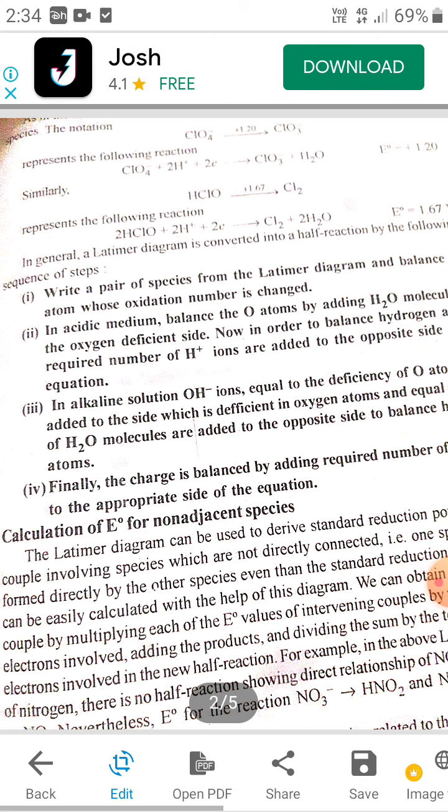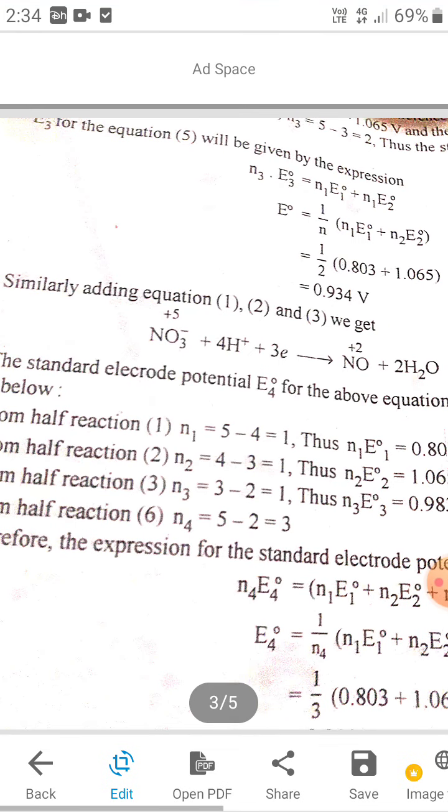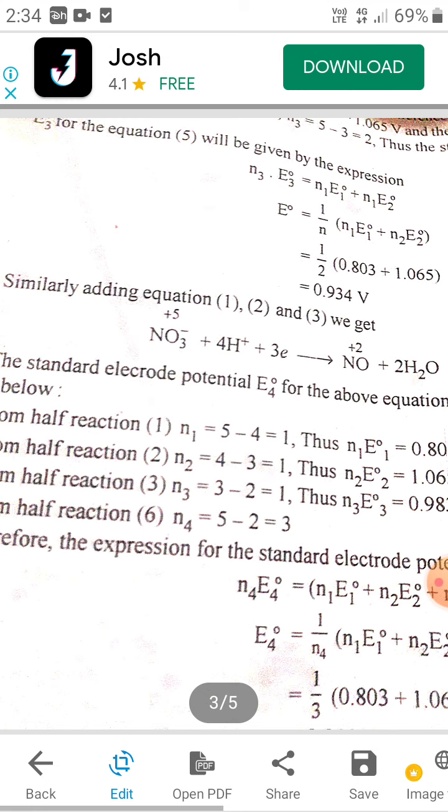Calculation of electrode potential for adjacent species. It can be calculated by the formula E0 is equal to 1 upon n, into n1 E1 0 plus n2 E2 0. That is half into 0.803 plus 1.065, that is 0.934.